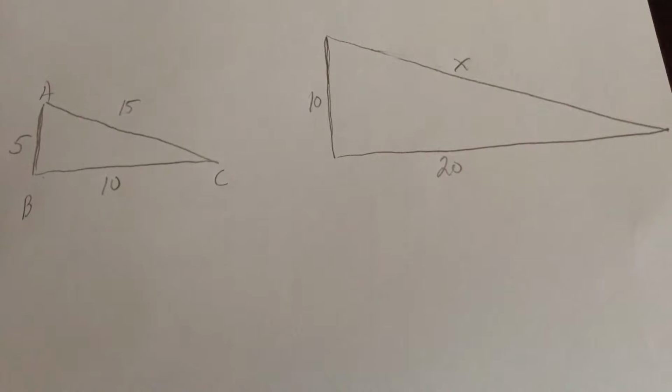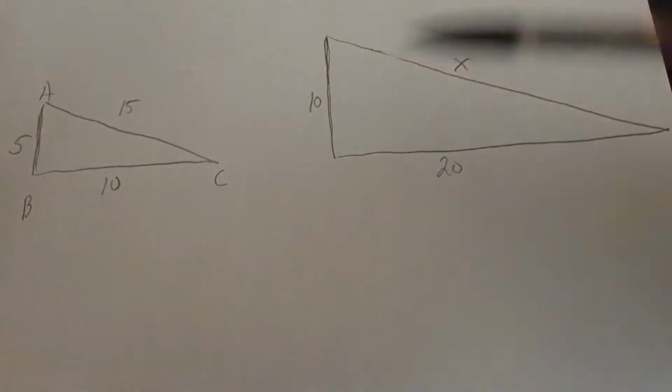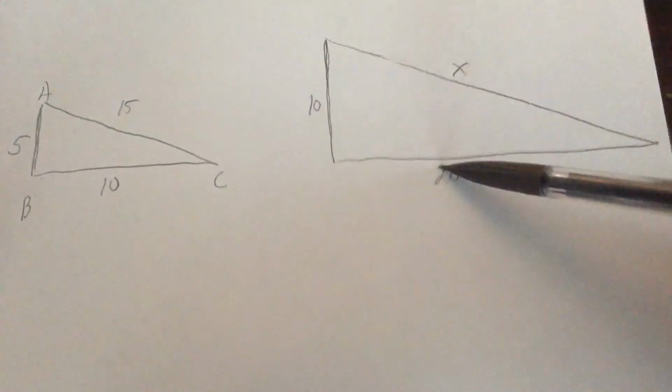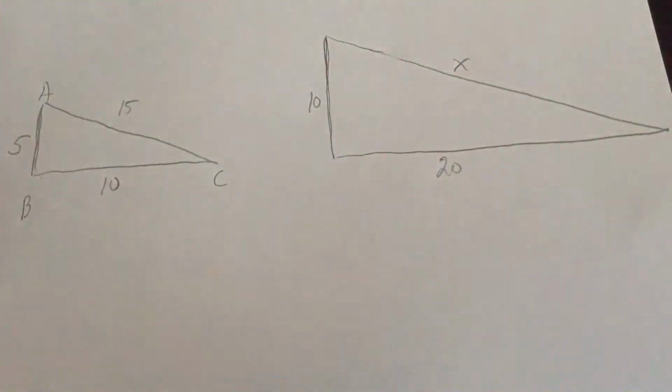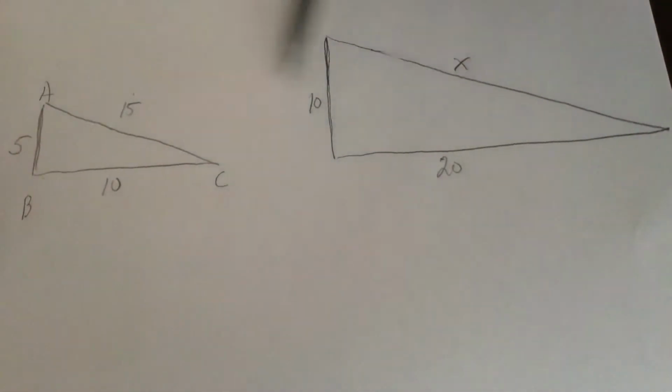First off, you can use scale factor if it's easy like this, where I see that 10 times 2 is 20, 5 times 2 is 10, 15 times 2 will get me x. Okay? That's just using scale factor because I see that from here to here is an enlargement. If you don't see that right off the bat, you can set up a proportion, cross multiply, and solve. Okay, so you're just matching up something that looks alike.